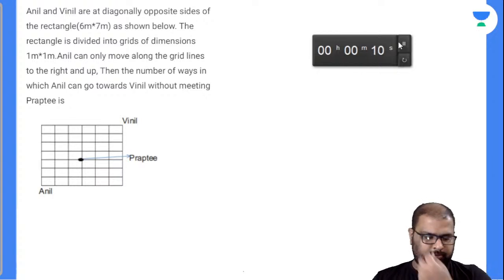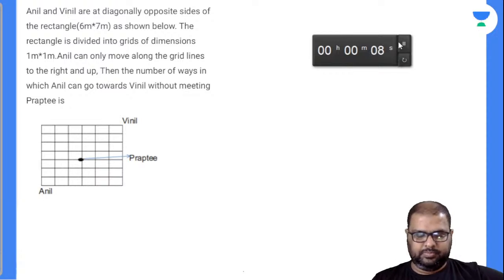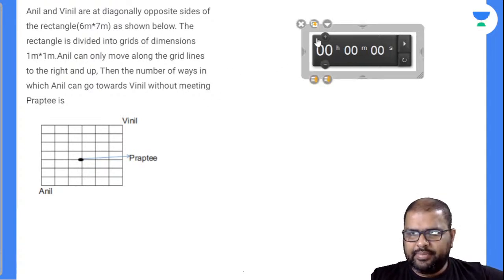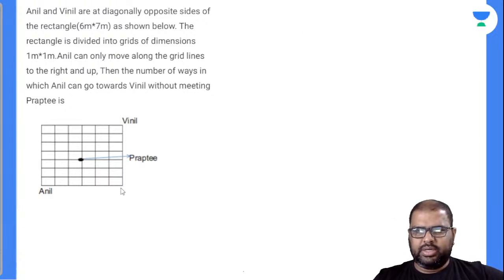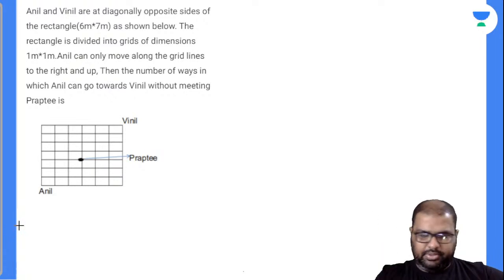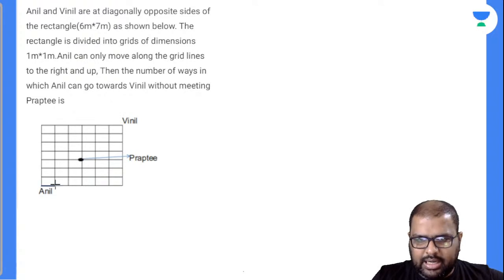Anil and Vinil are at diagonally opposite corners of a rectangle 6 meter by 7 meter, shown below. The rectangle is divided into grids of dimensions 1 meter by 1 meter. Anil can only move along the grid lines to the right and up. So see here, I'll write down here, to the right and up.